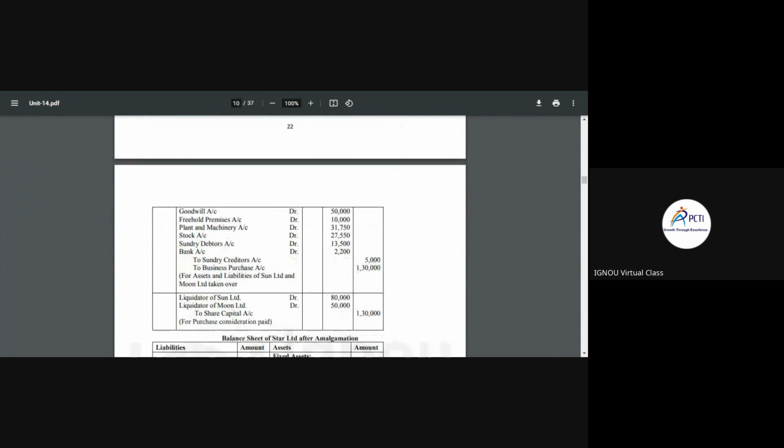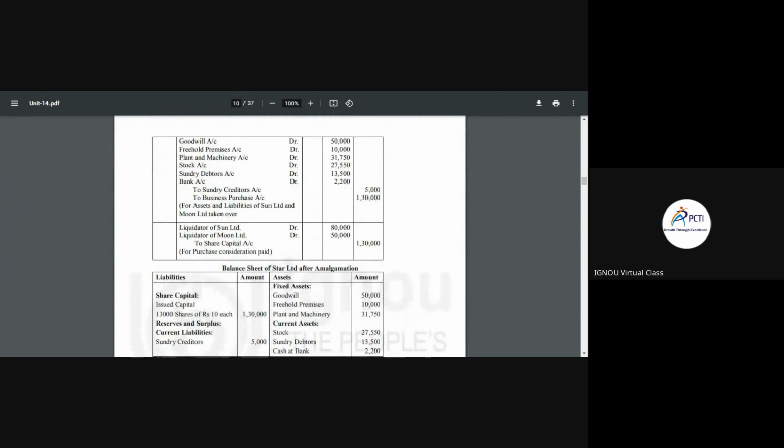Then the second entry we will pass is for the assets: goodwill account debit, freehold premises account debit, plant and machinery, stock, sundry debtors account debit, bank account debit, to sundry creditors account, and to business purchase account. Basically we add both the amounts of the assets of Sun Limited and Moon Limited, then we post it to Star Limited. Our third entry will be liquidator of Sun Limited account debit, liquidator of Moon Limited account debit, to share capital account, the total amount of business purchase of rupees 1,30,000.